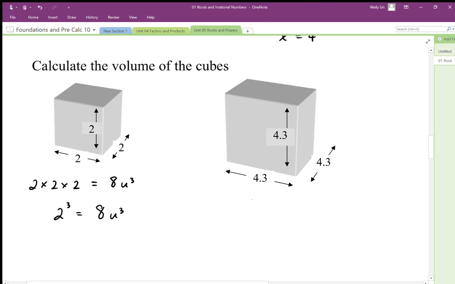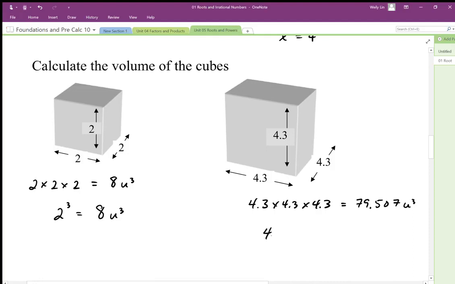Same thing here. We could do repeated multiplication. The math behind this would be just times. Okay, so 4.3 times 4.3 times 4.3, and that gives us 79.507 units cubed. Okay, this is repeated multiplication. We get the right answer, we get the correct answer, but we could also do this using cube.